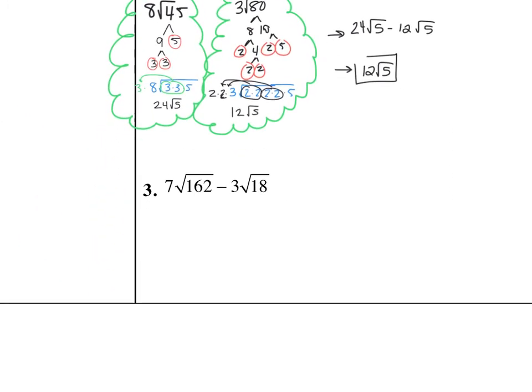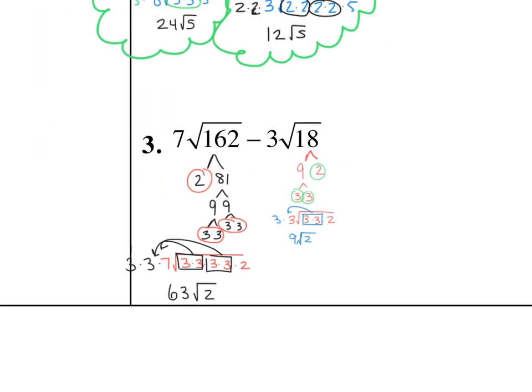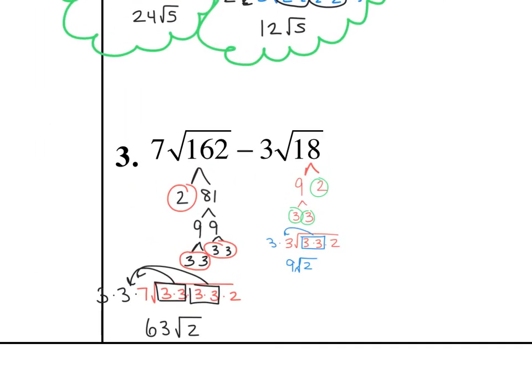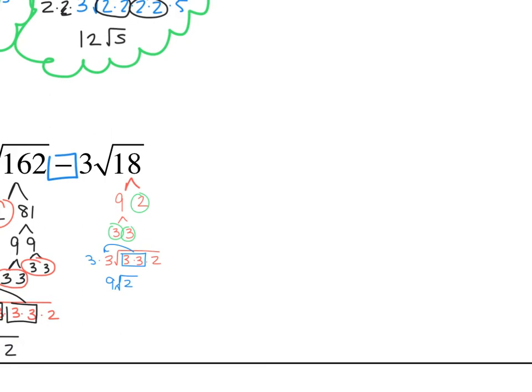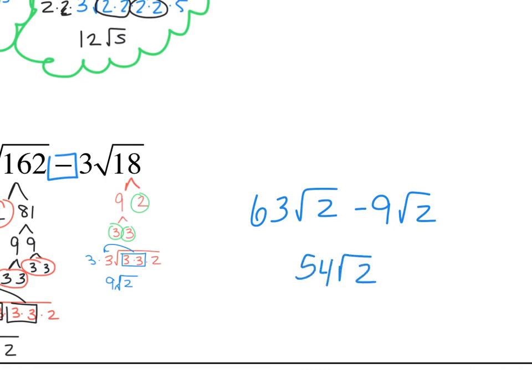Try to do the next example totally by yourself. When you do your simplification, you should be getting 7 radical 162 is equivalent to 63 radical 2, and 3 radical 18 is equivalent to 9 radical 2. I wanted to subtract them. So I'm going to do 63 radical 2 minus 9 radical 2. I simply do 63 minus 9, which is 54. So I get 54 radical 2 as my final answer.